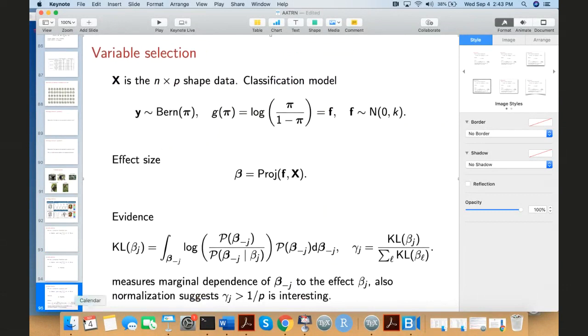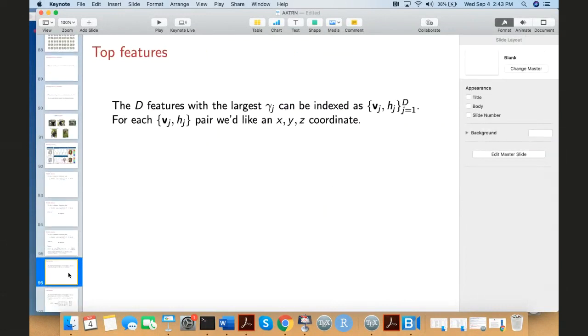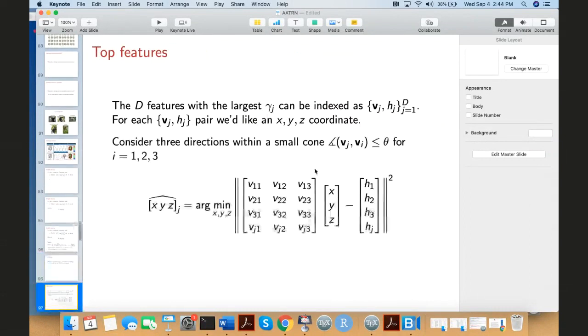So now that we've found interesting betas, how do we pull them back? This is what I said. I found the largest gamma ij's. I can think of that as a direction and a distance. How do I pull it back? So you can try to do something like this formula.